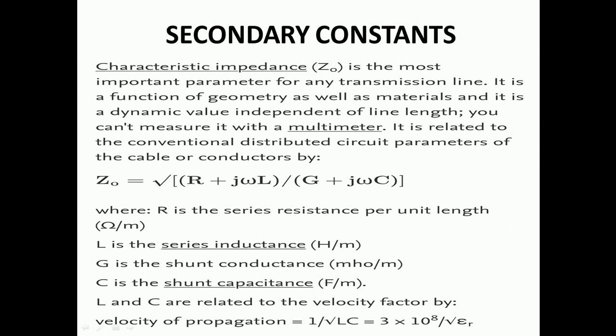When I speak about secondary constants, the primary one is the characteristic impedance Z0. So Z0 has to be defined, which is independent of line length. So we cannot measure it using the multimeter. So we are choosing the distributed circuit parameters. Impedance is R plus j omega L. Admittance is G plus j omega C. So characteristic impedance is denoted by Z0, which is equal to the root of Z divided by Y, that is, R plus j omega L divided by G plus j omega C.